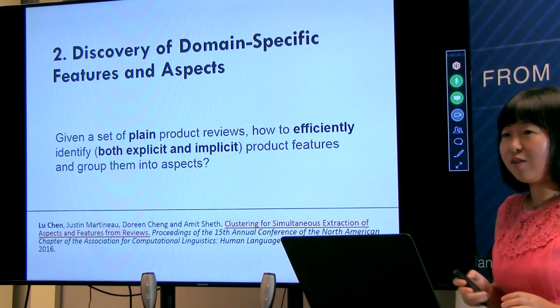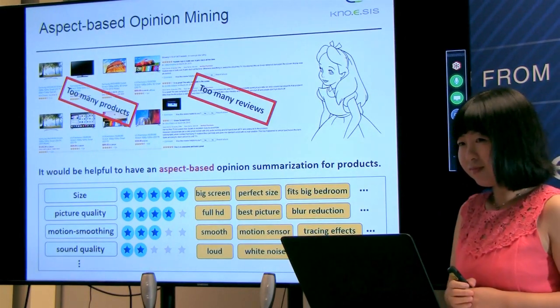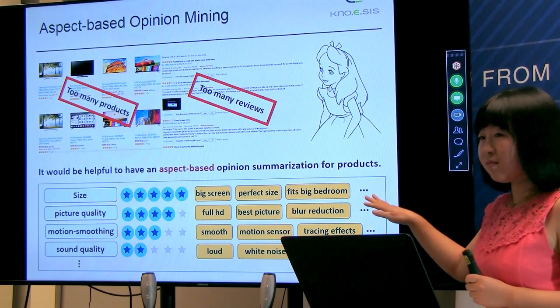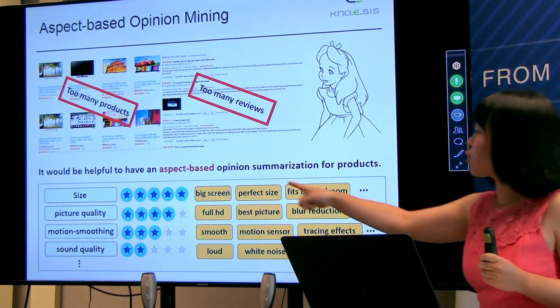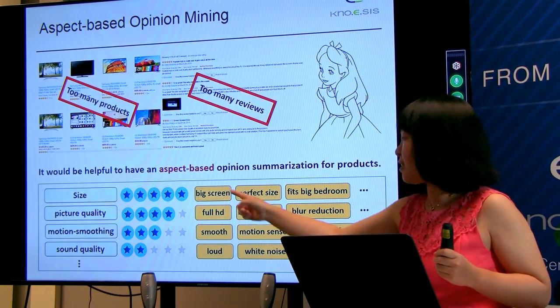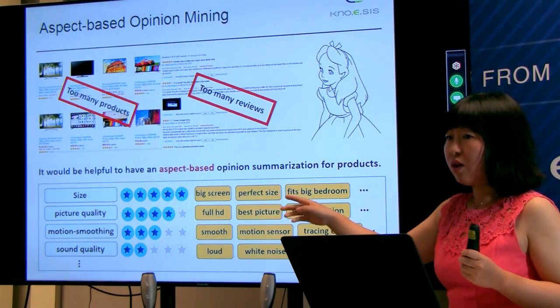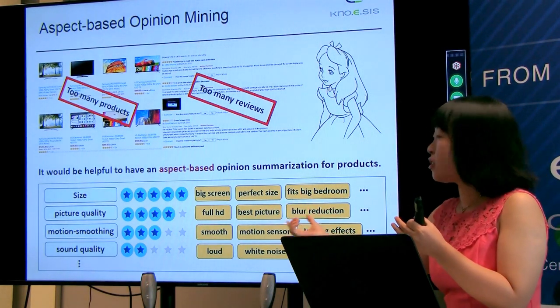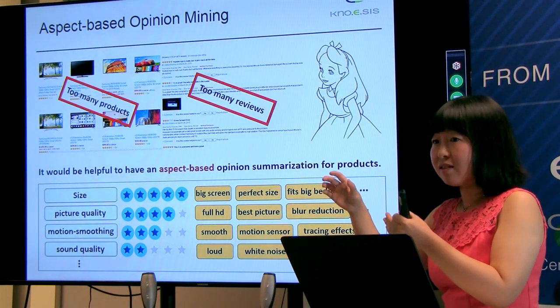So, can you just go back to the previous slide? So, is each row an aspect and each small part a feature? Yes. So, you can see these as features. Like screen, size, big screen, because big, this word is about size. So, perfect size is about size. Fits big bedroom is about size. So, we want to identify features like these and group them as the aspect size.